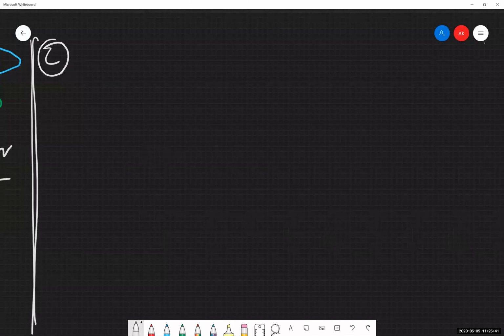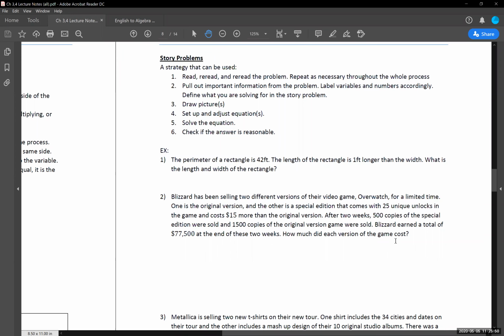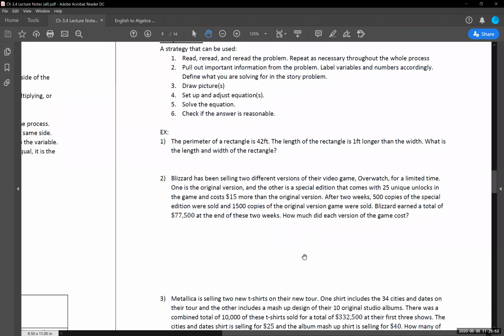Okay, I'm going to jump us back to our notes so we can take a look at the new problem. And then we'll come back over here to build some stuff with it. Oops, there we go. Okay.